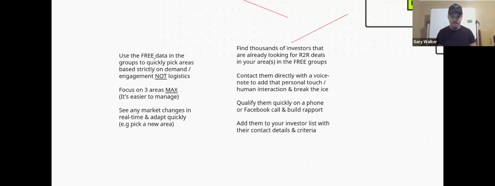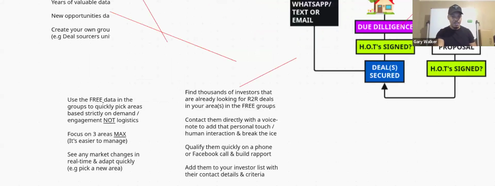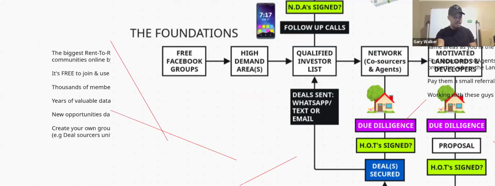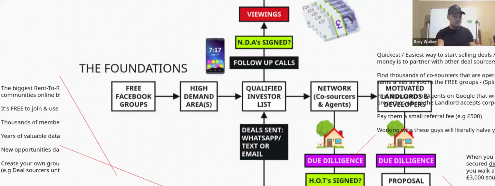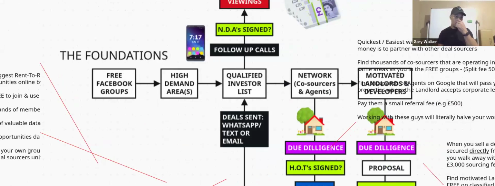Brilliant. Okay, everybody understands what they need to do. Okay, we'll move on to the next step. So again, quick recap. We have the free Facebook groups, which open us up to all the data for us to figure out the areas we want to cover, and also opens us up to all the people so that we can start reaching out to the investors that are expressing interest in those areas, so that we can get them on a phone call to qualify them and build our investor list.